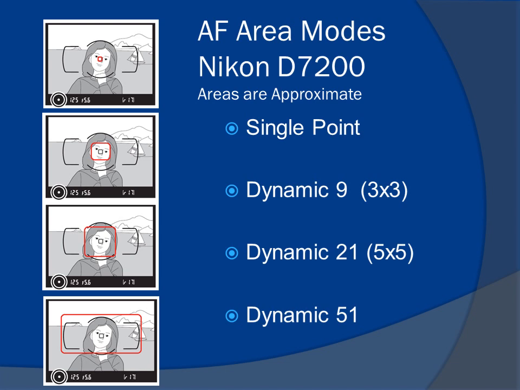Dynamic 21 is approximately a 5x5 matrix that is covering the girl's head in the third picture down. Dynamic 51 uses all 51 focus points in the red rectangle in the bottom picture.